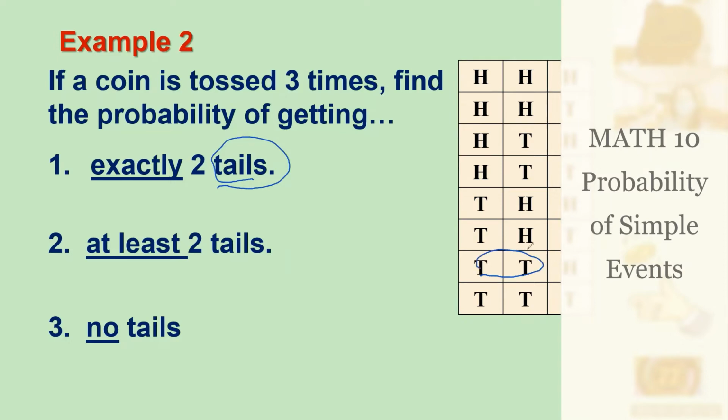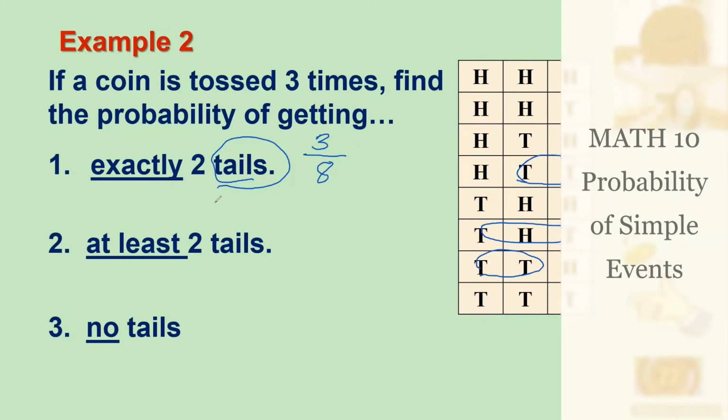This one, exactly 2 tails only. This one also. No more. 3. So exactly 2 tails, there are 3 events out of 8 outcomes. So we cannot reduce it to lowest terms. It's the answer.